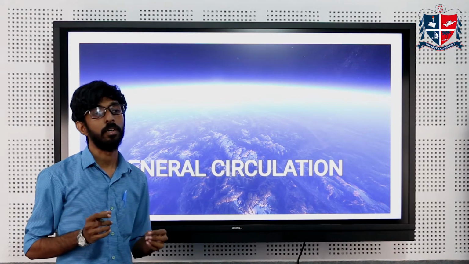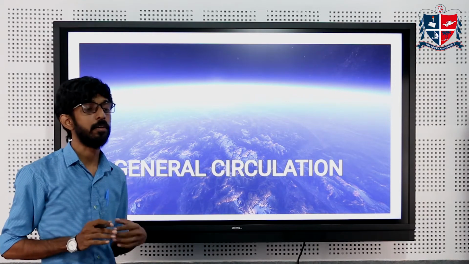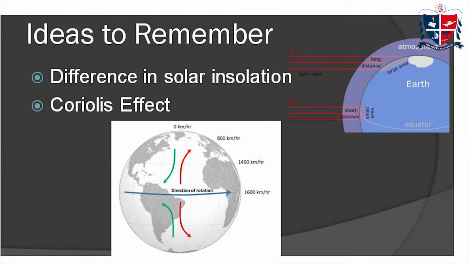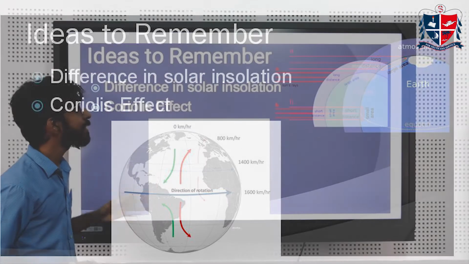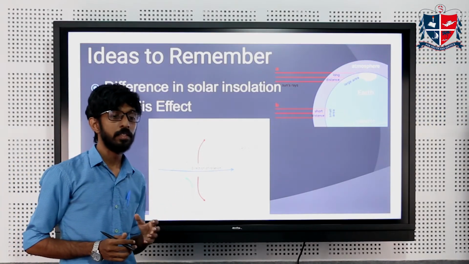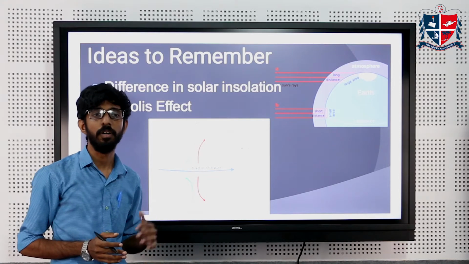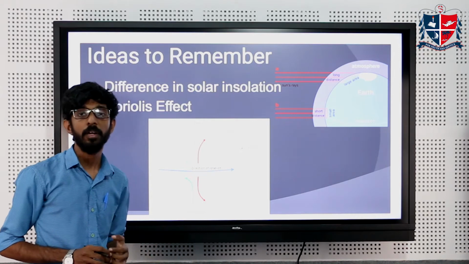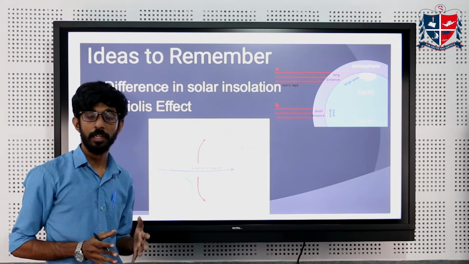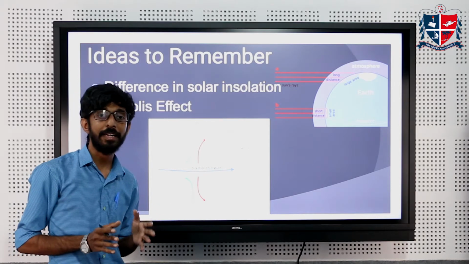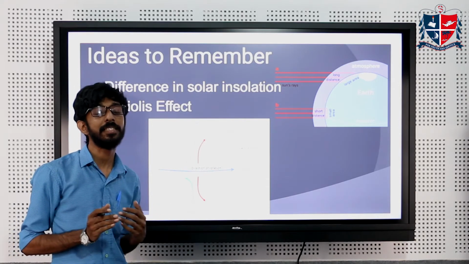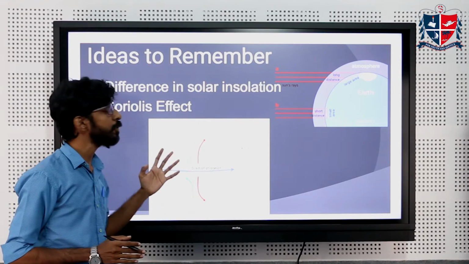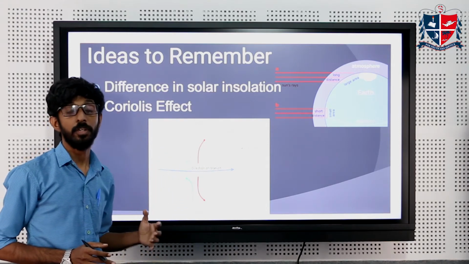There are a couple of phenomena that we need to understand to identify and to understand how general circulation works. So these are the two ideas that we need to remember. The first one is the difference in solar insolation. That means sunlight reaches different parts of Earth differently with respect to time and with respect to place. For example, in the equatorial region, we receive a lot of sunlight, but in the polar region, the amount of sunlight is less. And that changes with seasons as well. In the summer hemisphere, there will be more sunlight, and in the winter hemisphere, the sunlight will be less. So that's the first point that we need to remember to understand how general circulation works.